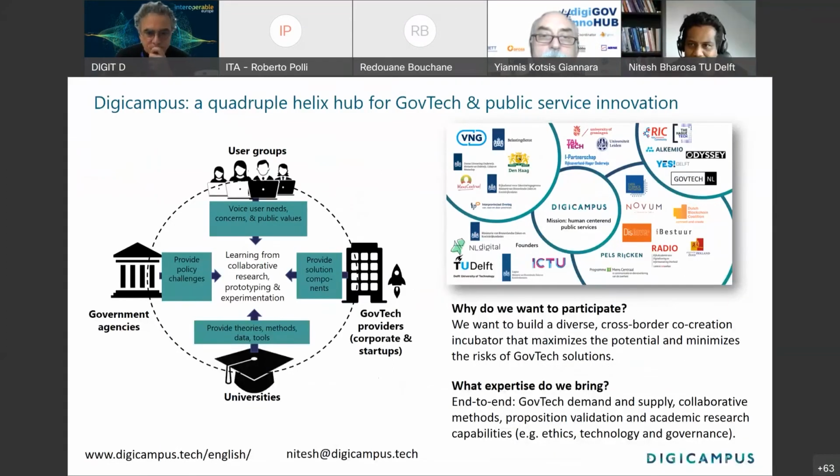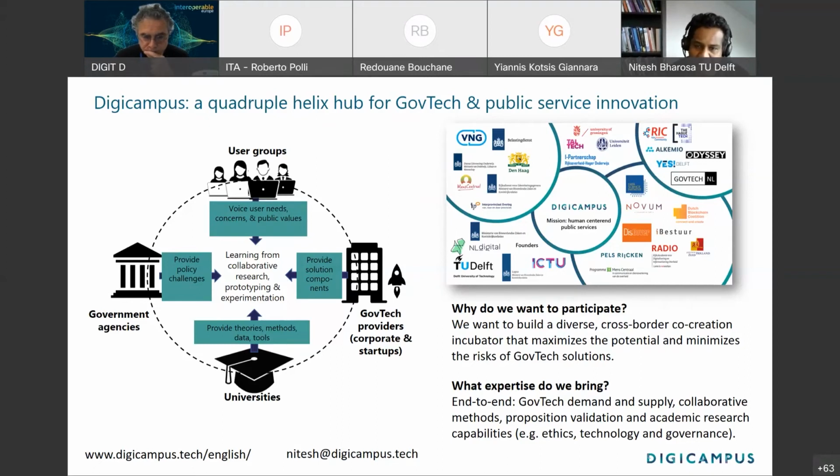My name is Nitesh Barosa. I am professor of GovTech at Delft University of Technology, and I'm also the academic director of DigiCampus. DigiCampus is a quadruple helix innovation hub, which seeks to utilize and co-create GovTech for transforming public services. We started with a couple of co-founding partners, but today we have grown into a real innovation hub with several activities surrounding the development and prototyping of new GovTech solutions.